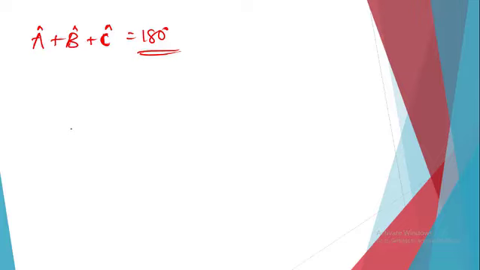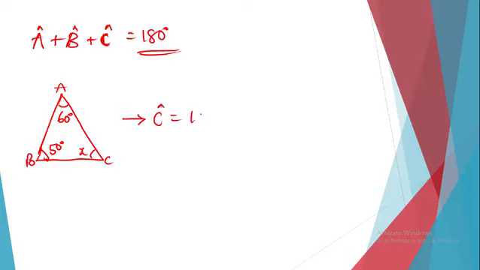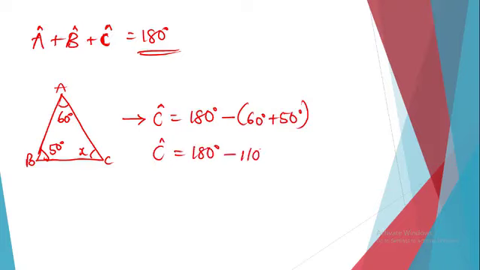Okay, now if we have a problem like, let's say we have a triangle, we have here to be 60 degrees, we have here to be 50 degrees, and we have here to be x, with the idea that the total angle in a given triangle is equal to 180, then angle at C would then be equal to 180 degrees minus 60 plus 50 degrees. So angle at C would then be equal to 180 degrees minus 110 degrees. So angle at C is equal to what? 70 degrees. Do we understand?